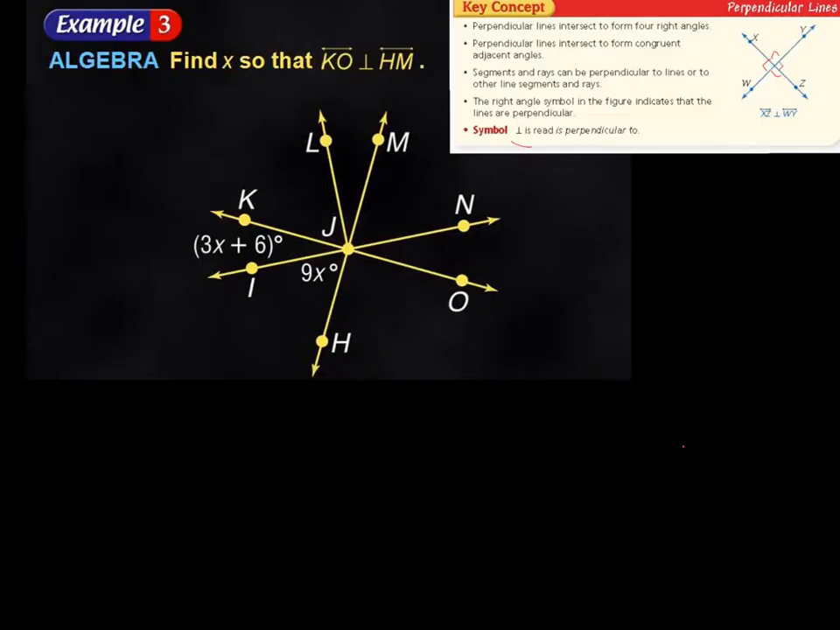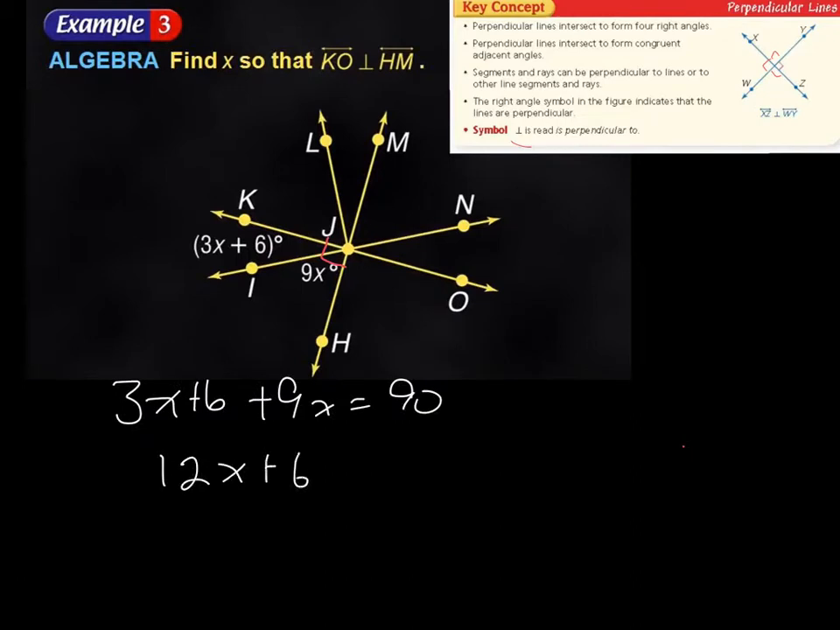Find x so that line KO is perpendicular to line HM. Well, perpendicular means that has to be a right angle, so those angles are complementary, they add up to 90 degrees. So to solve, we're going to combine like terms. 3x plus 9x is 12x. Just copying down the plus 6.